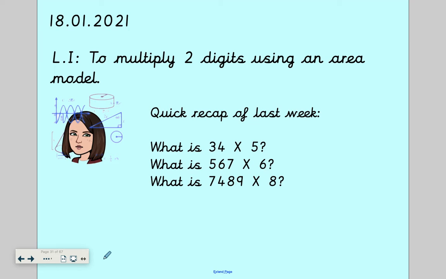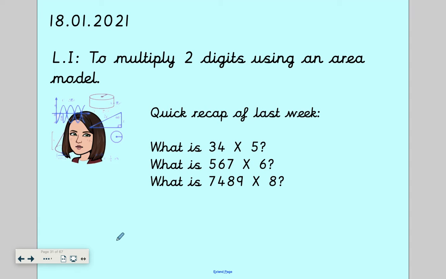Good morning, Year 5. Today we are going to be looking at multiplying two two-digit numbers using an area model. This might be new to some of us, but first I'd like to have a quick recap of what we did last week with our one-digit numbers and make sure we set them out in our formal method as we know it.